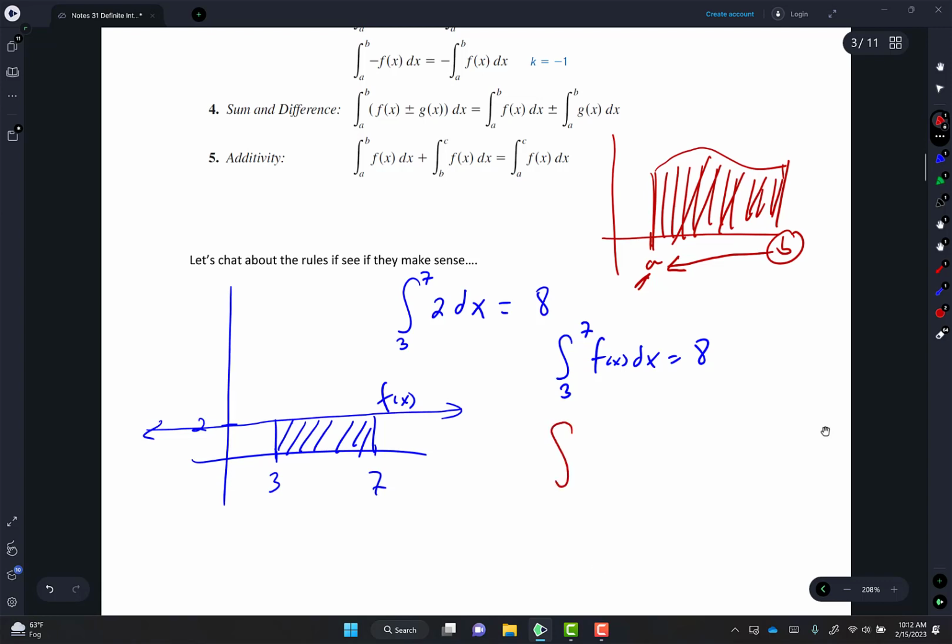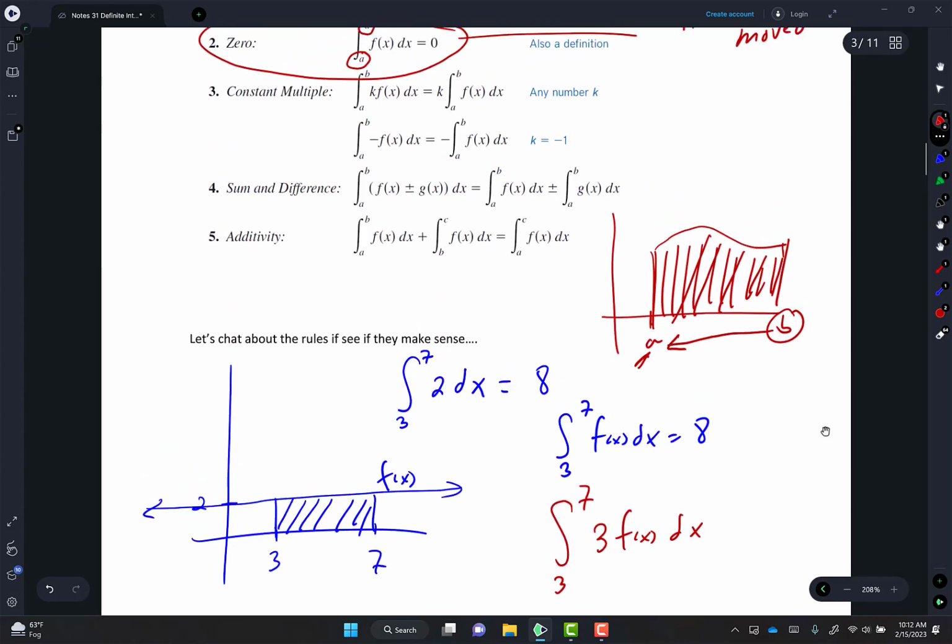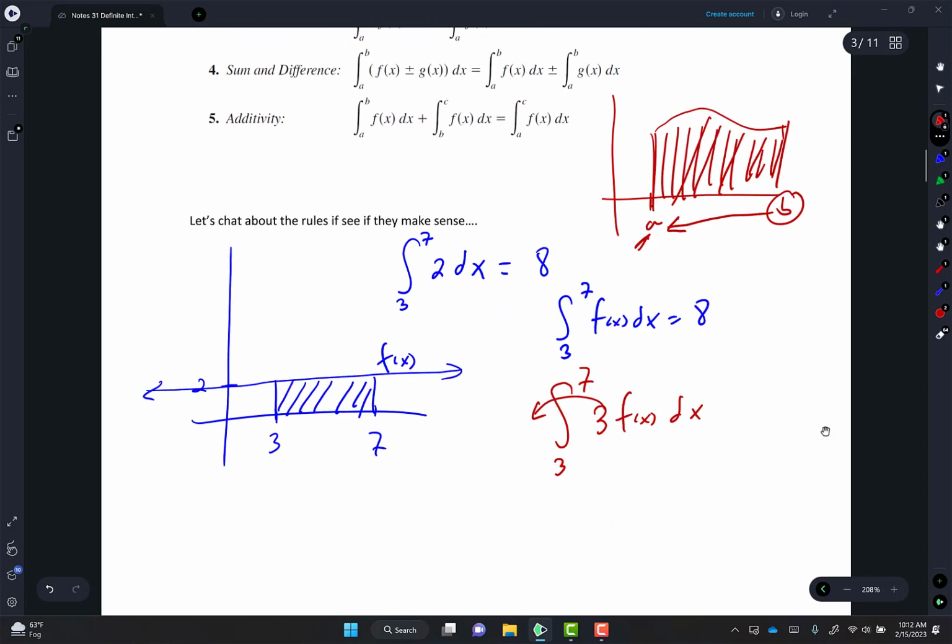I want the area from 3 to 7 of 3 f of x dx. Well, according to this property, I can just put that 3 here in the front. So I can write 3 times the integral from 3 to 7 of f of x dx. And then look, this part that I'm putting in brackets was just 8. What's 8 times 3? This is 24. Now let's see if this is true.